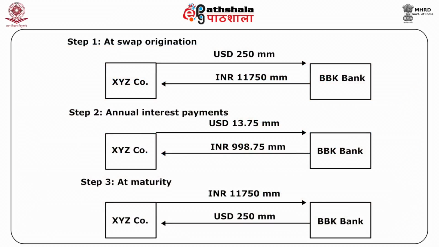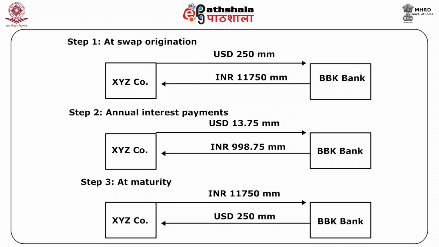In the beginning of the contract, XYZ company gives 250 million USD to BBK Bank. BBK Bank pays INR 11,750 million, which is the equivalent of 250 million USD at a rate of INR 47 per USD, to XYZ company.